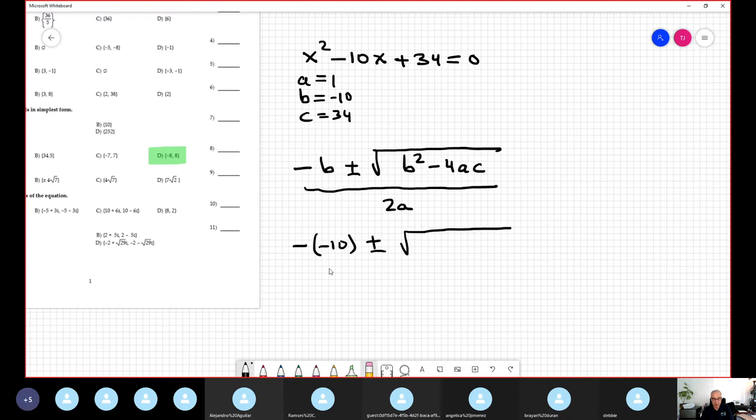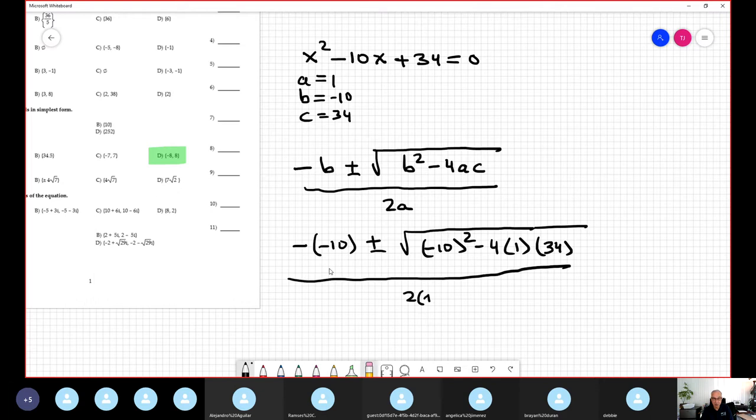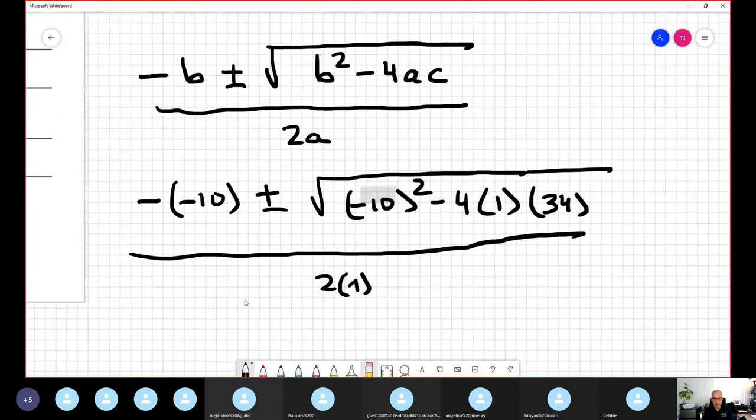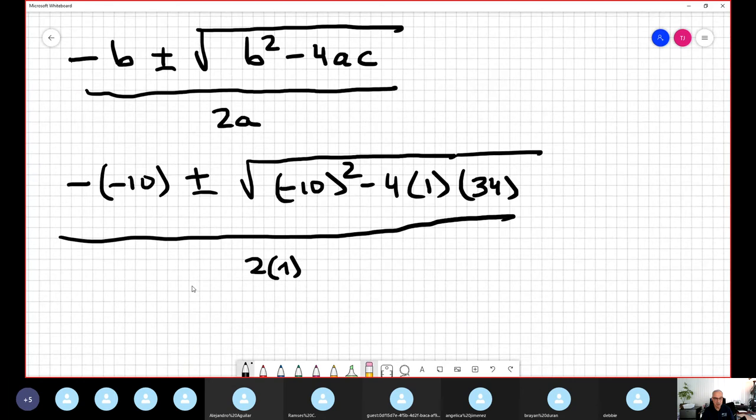Square root. So inside the radical, we have b squared minus 4ac, which is minus 10 squared, minus 4 multiplied by 1, the 1 is invisible, you know, multiplied by c, which is 34 positive. Divided by 2 times 1, because A is 1. The 2 times 1 is just 2. And we focus on the computation according to the order of operations. I focus on that part.